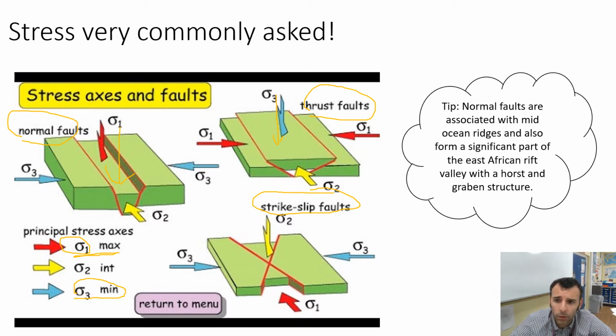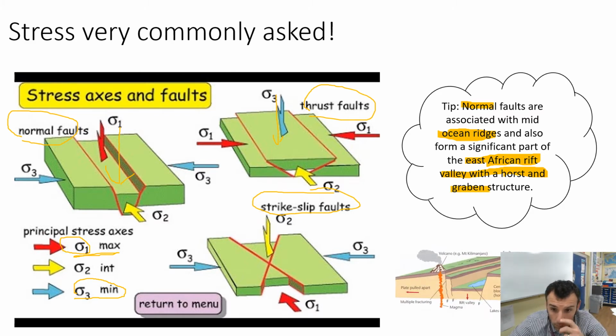One of the things that I did want to mention, and I think I have very briefly, is that normal faults are associated with mid-ocean ridges. The opposite would be the case for reverse faults. They would be associated with mountain building, like the Himalayas or something like that. So the classic example for normal faults on land is the East African Rift Valley, which has a Horst and Graben structure. And I think you can see part of it here.